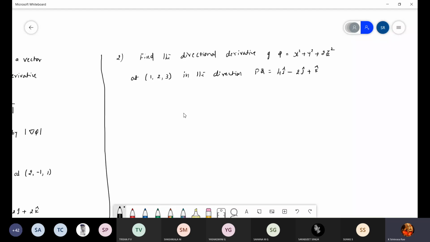Okay, so same procedure. First, what is given, write down. Given phi equals x square plus y square plus 2z square, and direction vector d equals 4i minus 2j plus k cap. Yes. So consider grad phi.